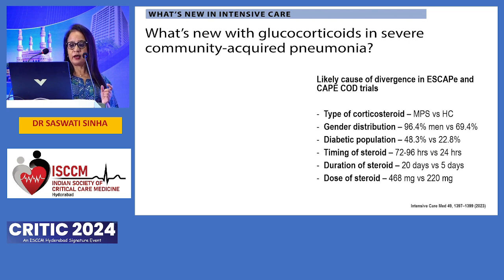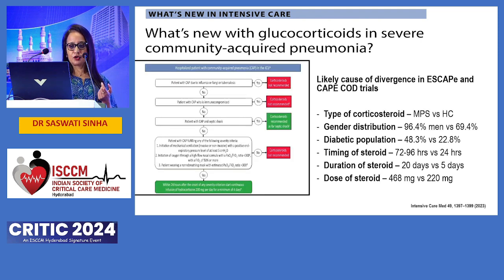The duration again is important. With a shorter duration, it probably works better. If you continue giving steroids for a prolonged period of time, maybe it has immunosuppressive effects, and the dose should be optimum. So this is a good algorithm: if you have a patient with community-acquired pneumonia, rule out a fungal infection or tuberculosis, rule out immunocompromised patients.